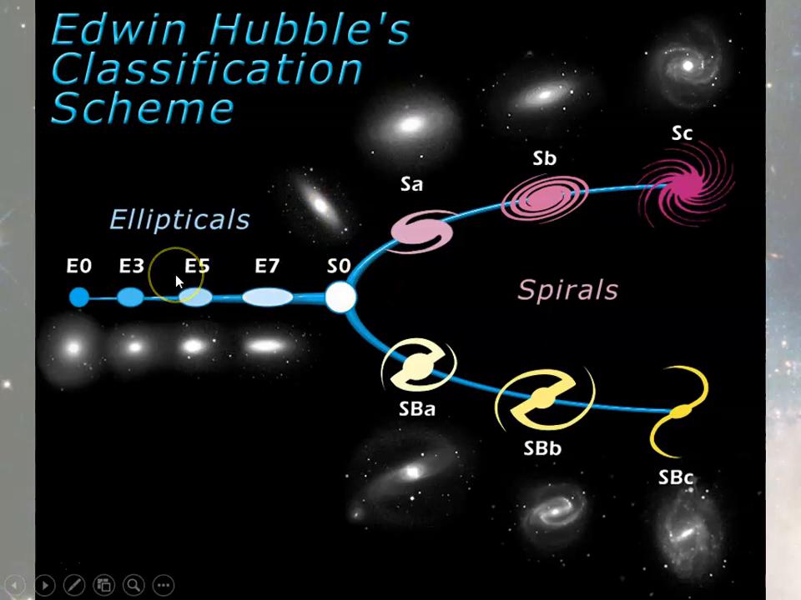Now, again, there's debate as to whether Hubble himself actually believed this served as kind of an evolutionary scheme, but the truth is it did not. It does, of course, by definition, serve as a classification system, but it does not imply any sort of evolutionary scheme.